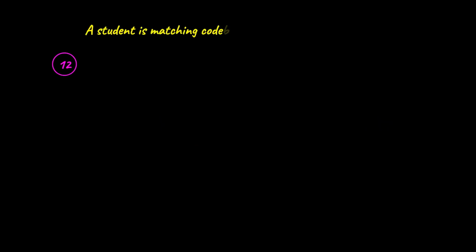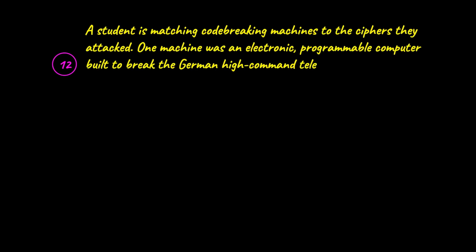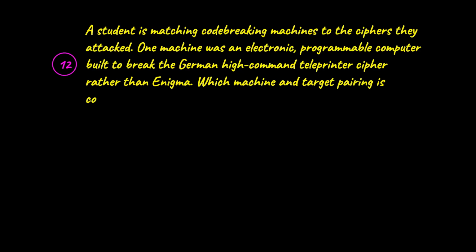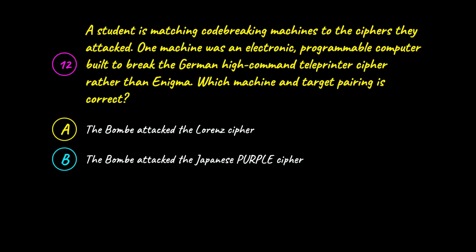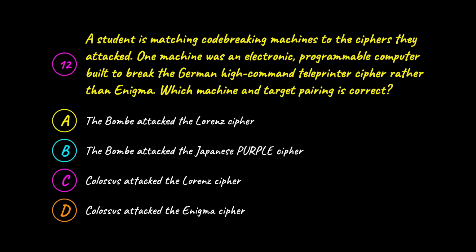Question 12. A student is matching code-breaking machines to the ciphers they attacked. One machine was an electronic, programmable computer built to break the German high-command teleprinter cipher rather than Enigma. Which machine and target pairing is correct? Your options are A. The bombe attacked the Lorenz cipher. B. The bombe attacked the Japanese Purple cipher. C. Colossus attacked the Lorenz cipher. D. Colossus attacked the Enigma cipher. What's your answer? Commit to one before I continue.